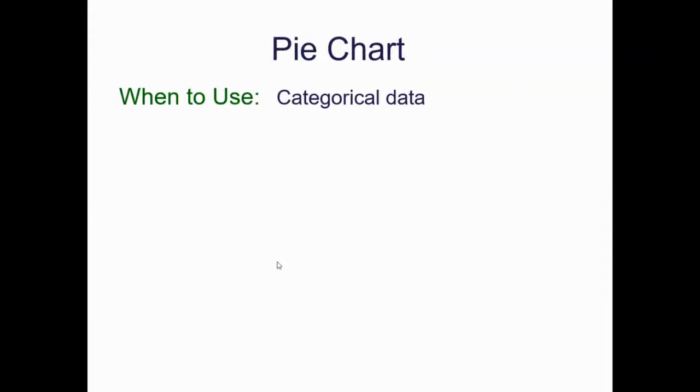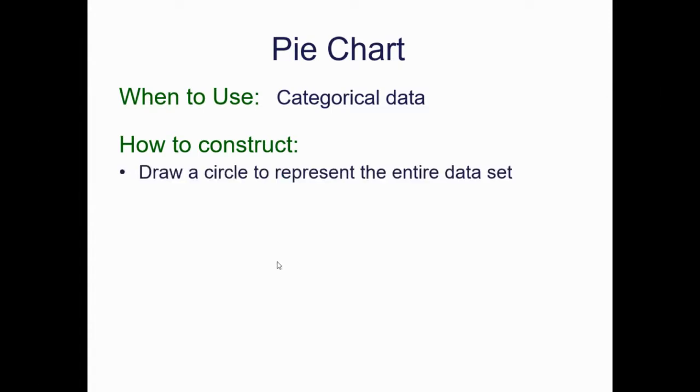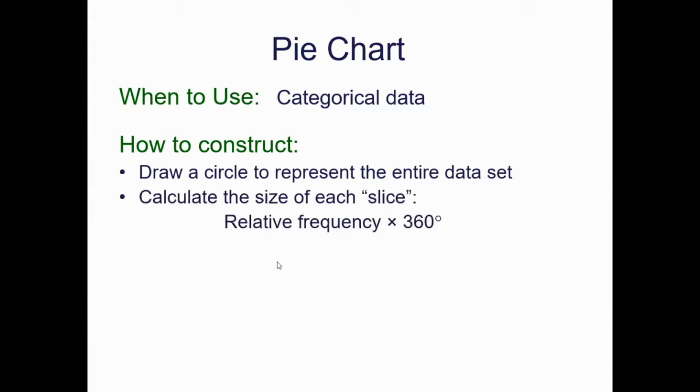So when do we use a pie chart? Again, when we have categorical data. How do you construct one? Well, first you got to draw a circle. That's the shape of a pie chart, a circle. And we have to calculate the size of each slice. And we do this by multiplying the relative frequency times 360.